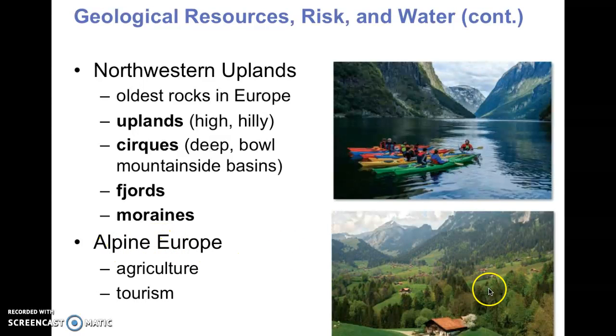Alpine Europe, which is the area Italy, Switzerland, the Balkans region, a lot of agriculture, a lot of tourism. It's good for a lot of that. The Northwest uplands is that region. I forgot to mention that. That's the region up where Norway and down through Scotland, northern England, Ireland, and Iceland.